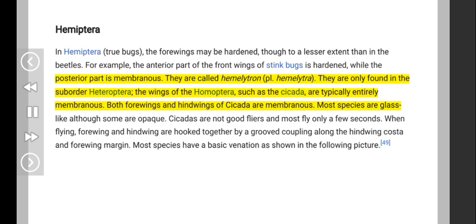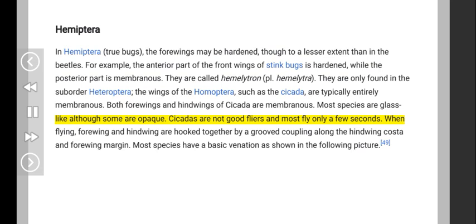The wings of the Homoptera, such as the cicada, are typically entirely membranous. Both forewings and hind wings of cicada are membranous. Most species are glass-like although some are opaque. Cicadas are not good flyers and most fly only a few seconds. When flying, forewing and hindwing are hooked together by a grooved coupling along the hindwing costa and forewing margin.